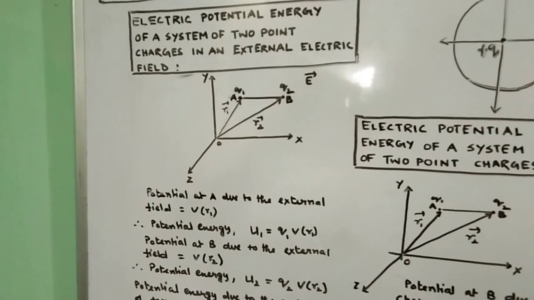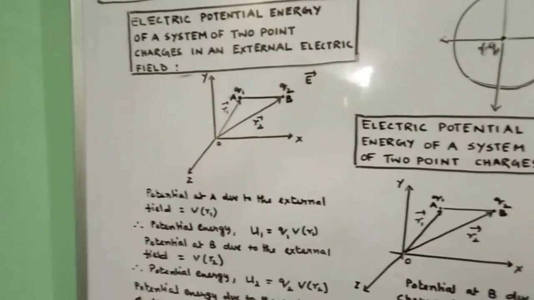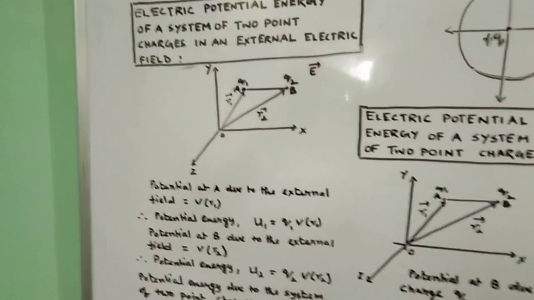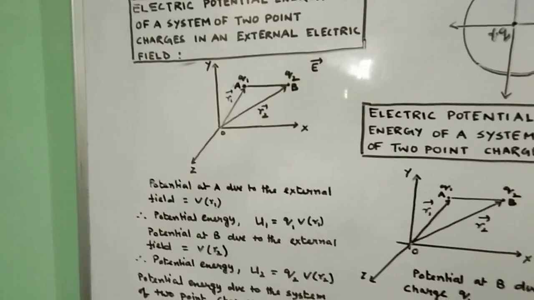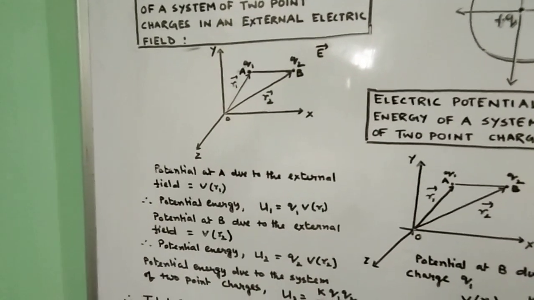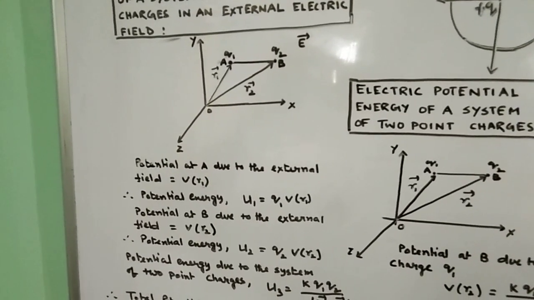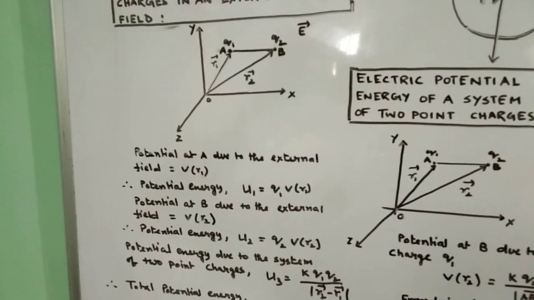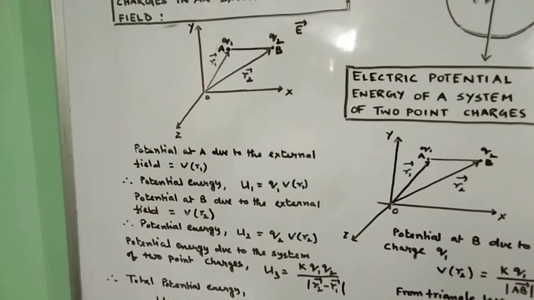Initially we will consider there is no charge, so we bring a charge Q1 at A. As there is already potential due to the external field, the potential energy will be U1 equal to Q1 V(r1). Similarly, potential at B due to the external field is V(r2). So potential energy U2 equals Q2 V(r2). Now this is the potential energy individually for Q1 and Q2 due to the presence of the external field.